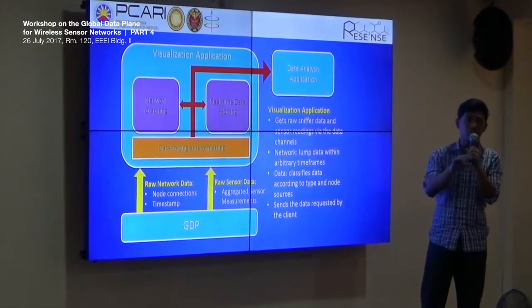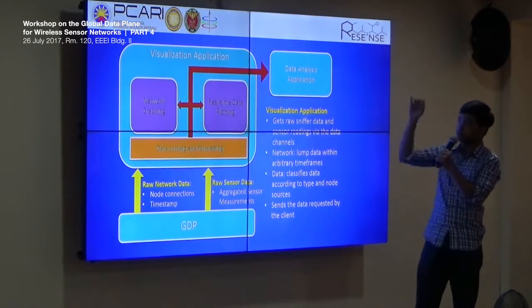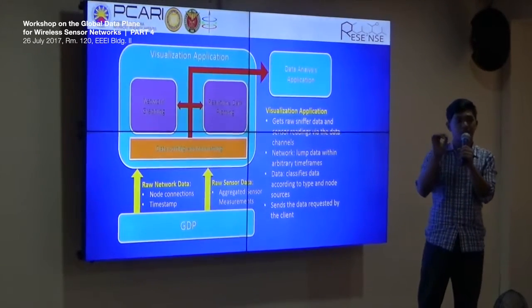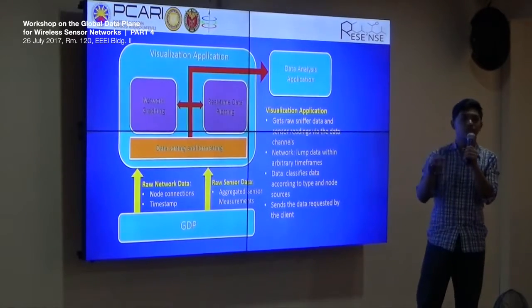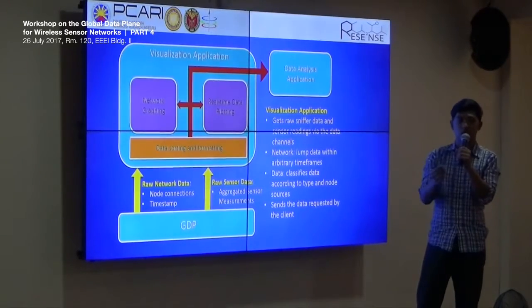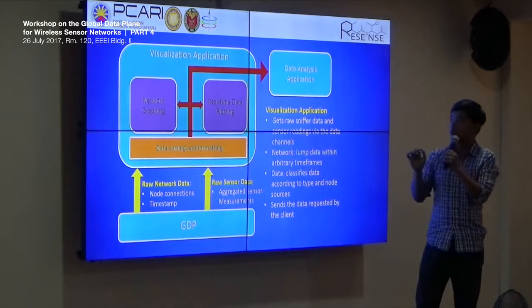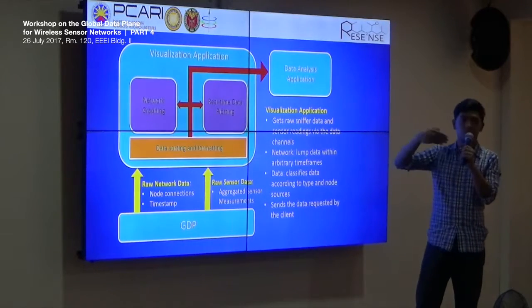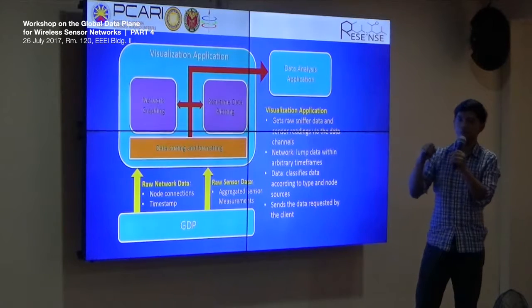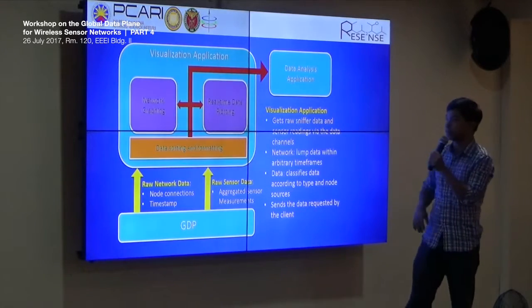Then once it goes from the GDP to our server here in UP, the visualization application basically sorts the data first. For example, there are different sensors for temperature. It sorts per type of data and then per node. And then after that, of course, you format it since it's all digital, so you convert it into its analog values for voltages and temperature.